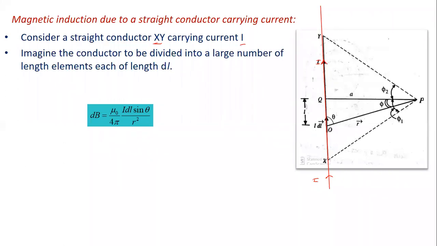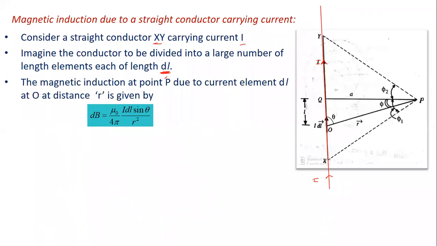Imagine the conductor to be divided into a large number of length elements. I consider one of the small length elements as dl. So we have to consider this current carrying conductor divided into small length elements dl. The magnetic induction at point P due to current element dl at a distance r is given by.